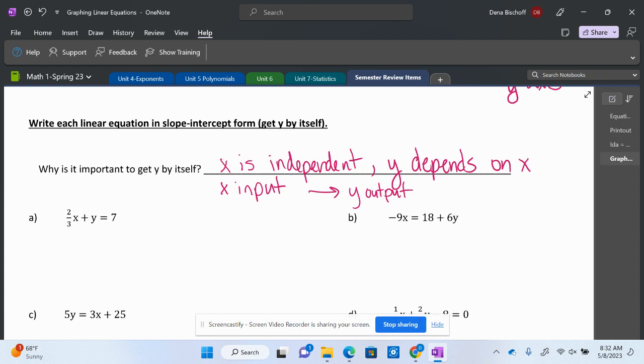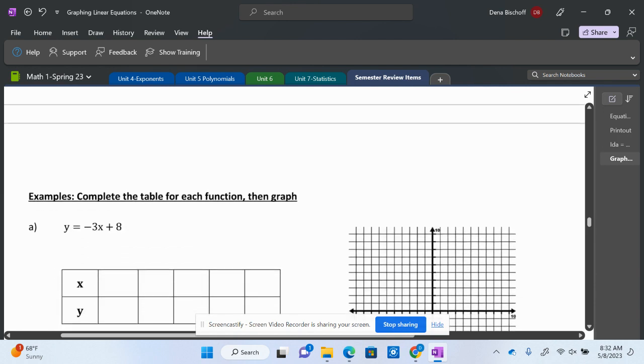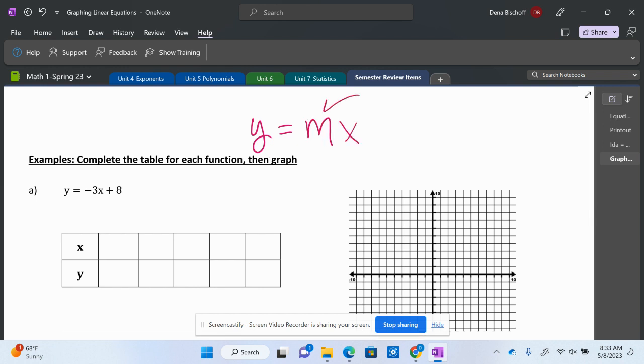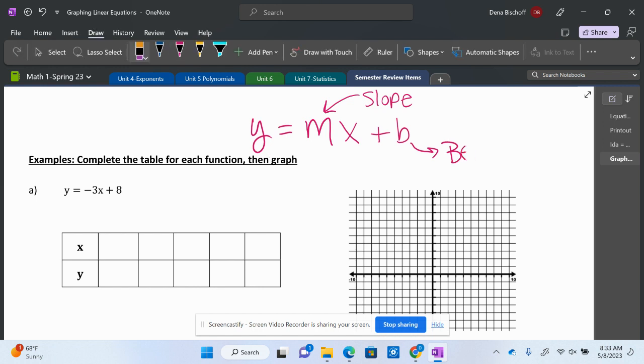And on the next page, we're going to take these 3 equations and we're going to solve them for y and then graph using y equals mx plus b. So this is kind of what we're going to model. Y equals my slope times x, so this is your slope, plus b, which is where you begin on the y-axis. This is the 4th time that we've written that.